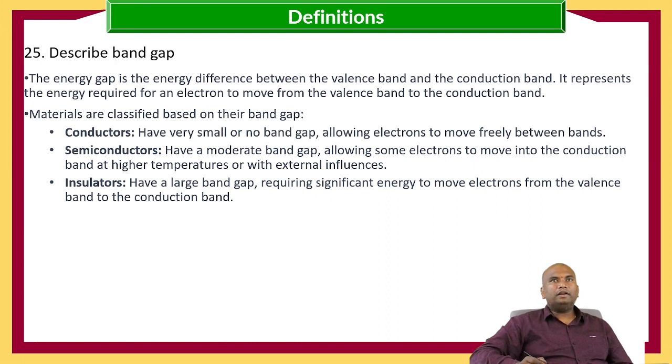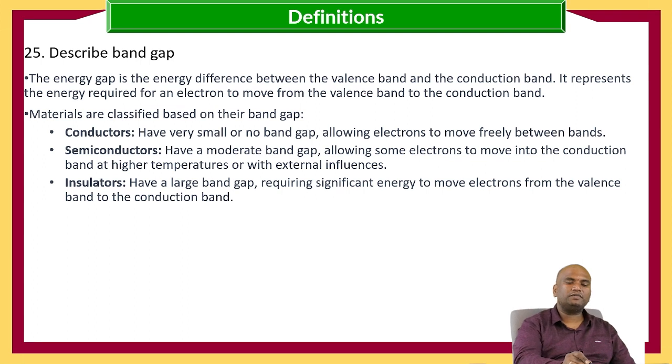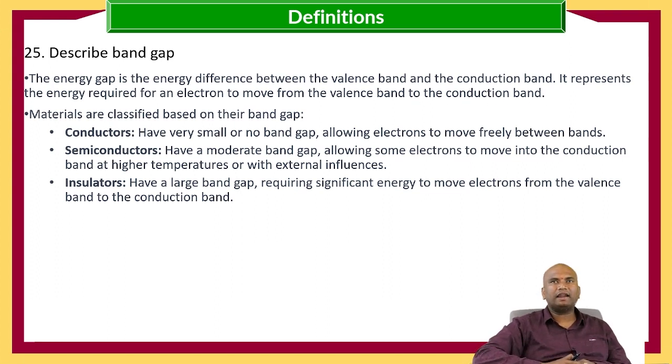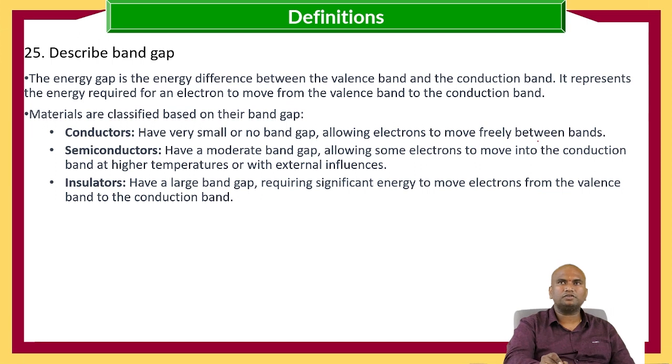Describe band gap. The energy gap is the energy difference between the valence band and the conduction band. It represents the energy required for an electron to move from the valence band to the conduction band. Here the materials are classified based on their band gaps. Conductors are going to have a very small or no band gap, which allows the electrons to move freely between the bands.